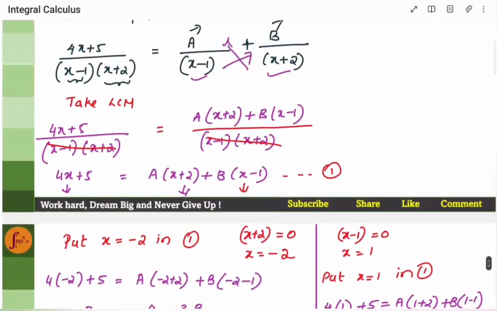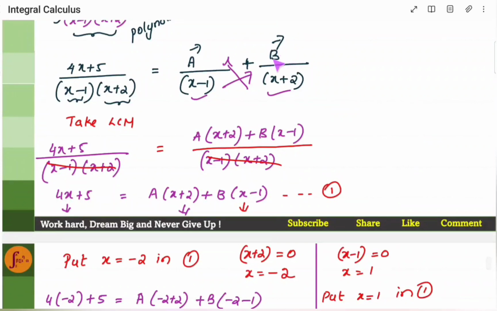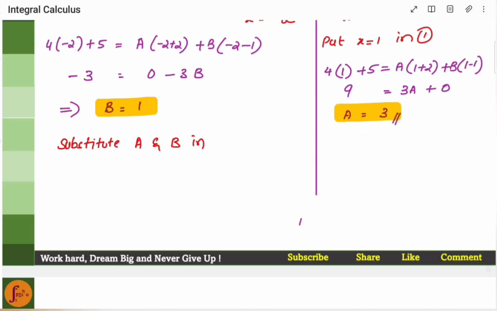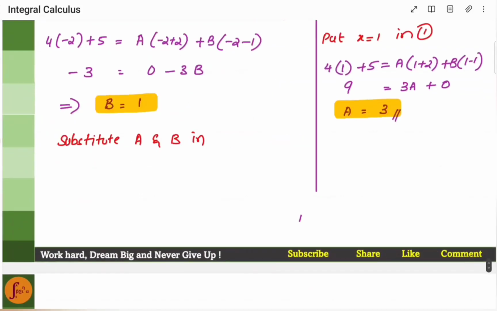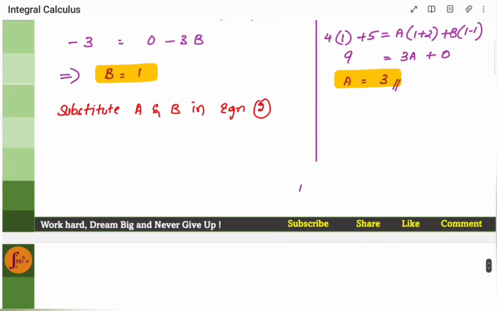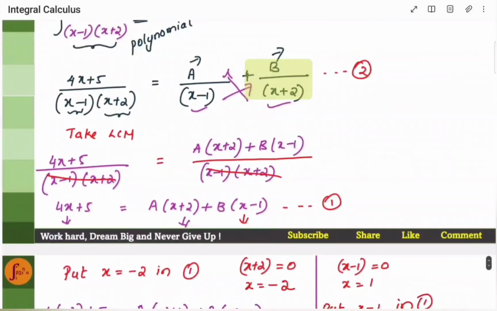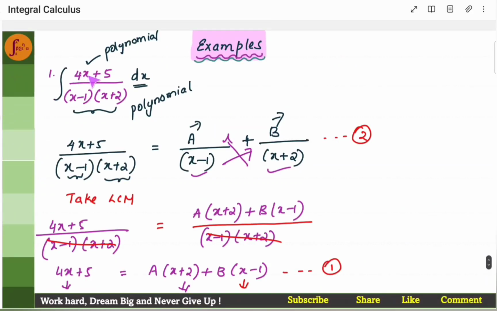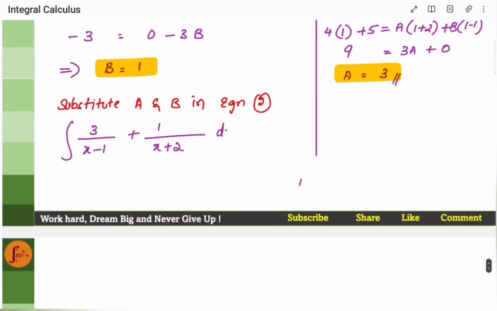Now what we will do is, we'll substitute the value of a here, value of b here, and we would get this rational function. Let's call this equation 2 and substitute a and b in equation 2. So what do we get? A by x minus 1, so it will be 3 by (x minus 1) plus b by (x plus 2), so 1 by (x plus 2). Now we will have to find the integral dx.